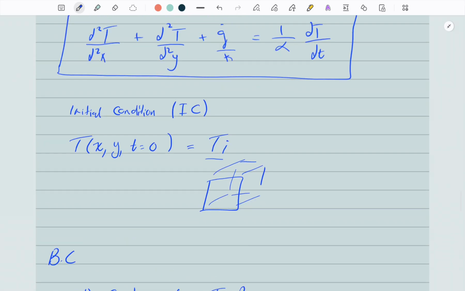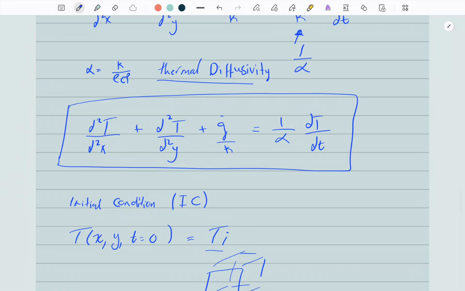But that is it for this class. This is your heat diffusion equation for conduction, and it is a function of temperature. As a function, it's used to find temperature diffusion throughout the solid as a function of x, y, and time.